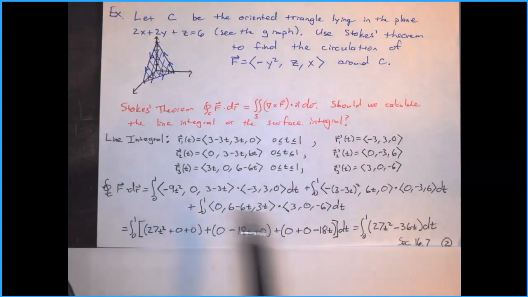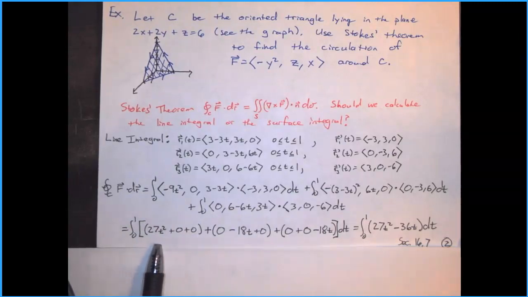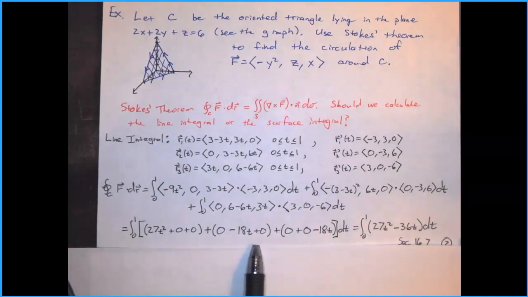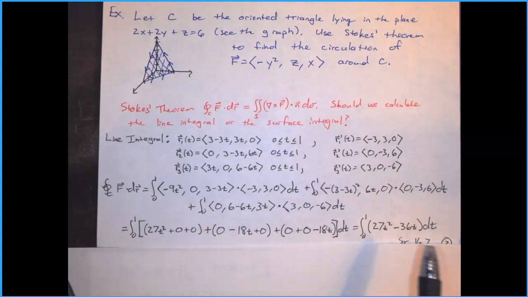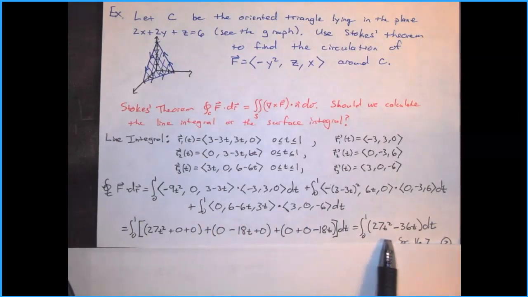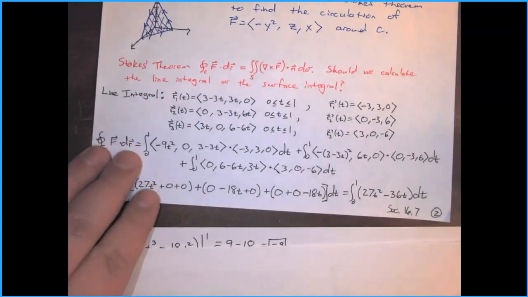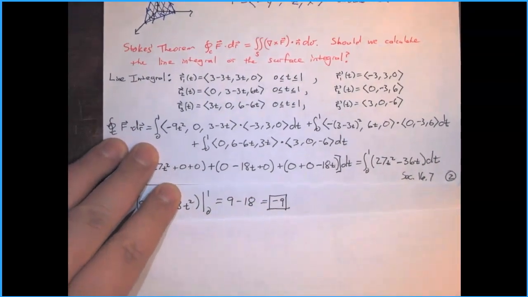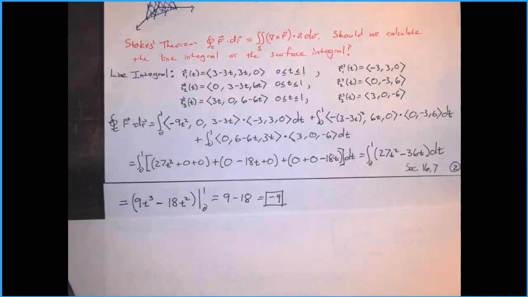So now computing these dot products, in each case I'm going to come up with two zeros and only one non-zero term. So in the first one I get 27t squared plus 0 plus 0. In the second one I get 0 minus 18 plus 0. And in the third one I get 0 plus 0 minus 18. So really all I need to do is integrate 27t squared minus 36t from 0 to 1. If I do that, I end up with the answer negative 9, and I'm finished.